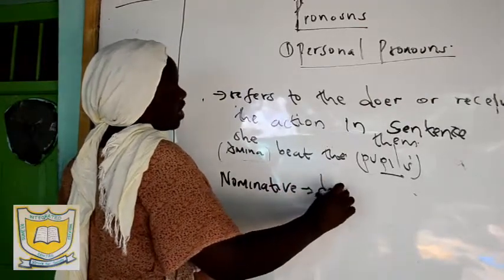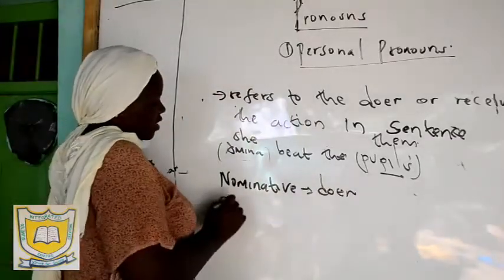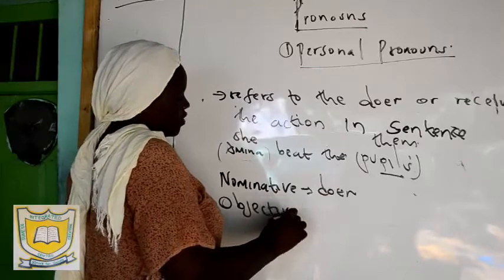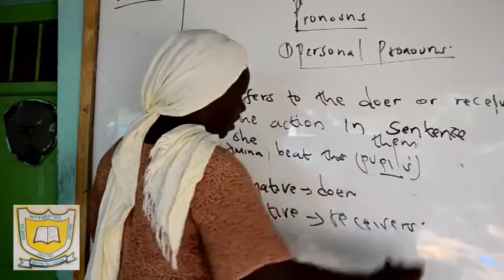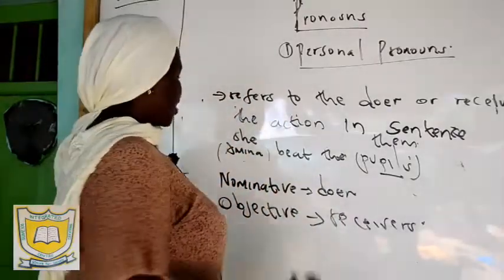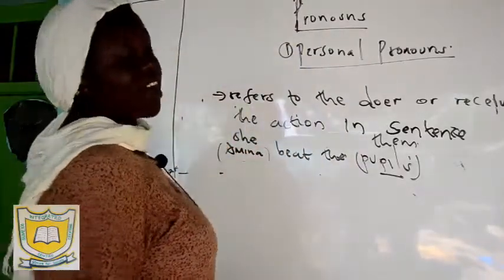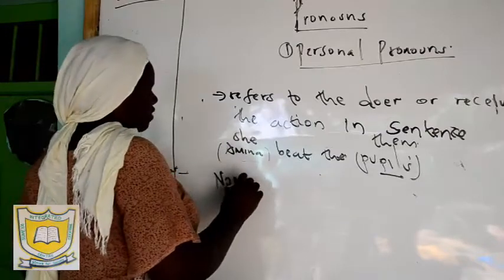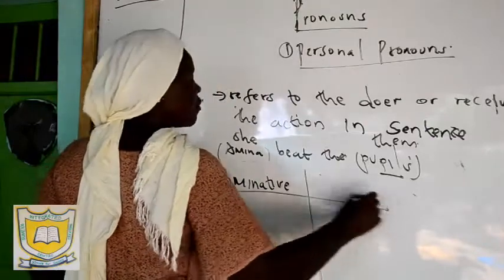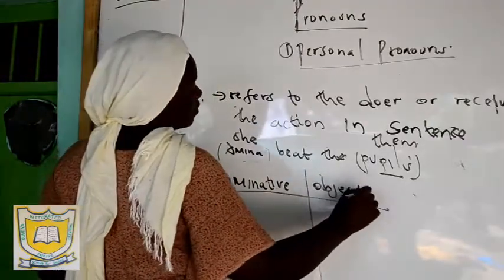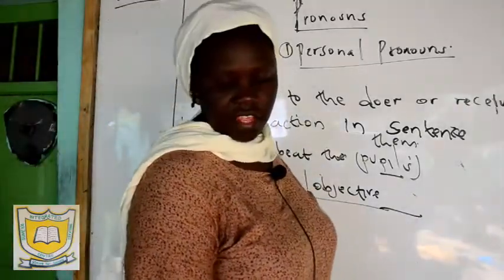Nominative: doers of the action. They do the action. And then we have what we call the objective personal pronouns, which are the receivers of the action. Let's come up with a table. We've said nominative, doers, and objective, receivers. Personal pronouns are divided into two groups. We have number 1, nominative, and number 2, objective pronouns.